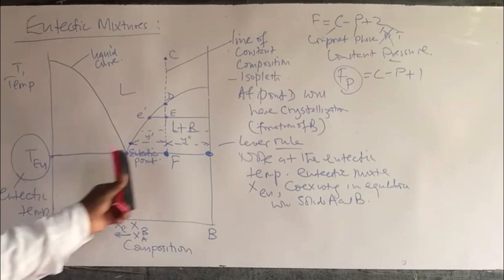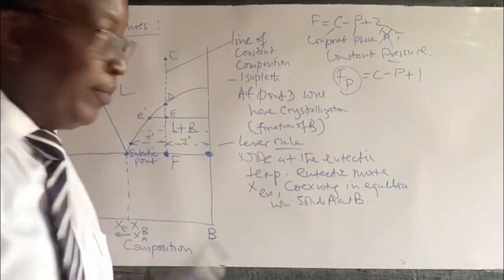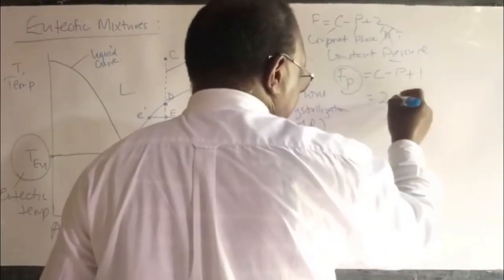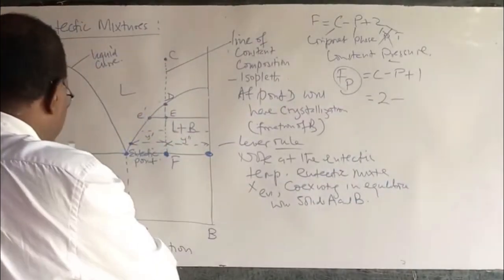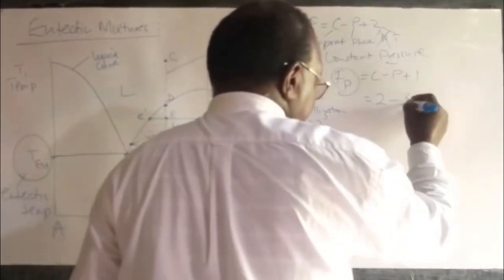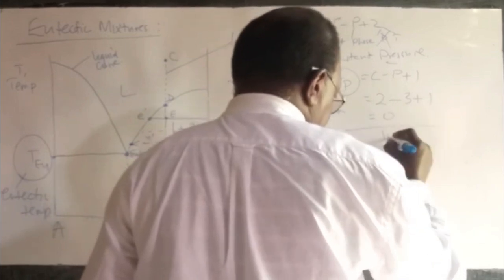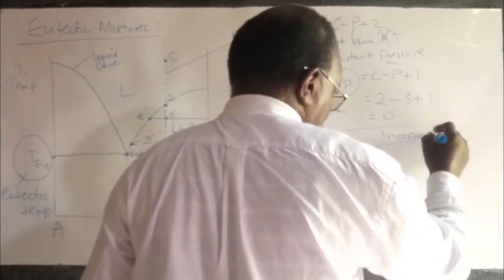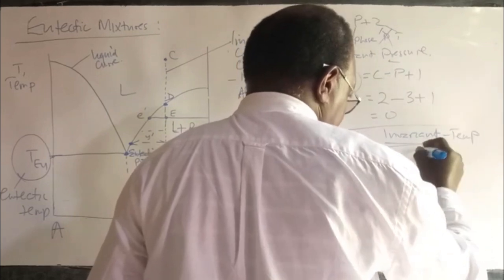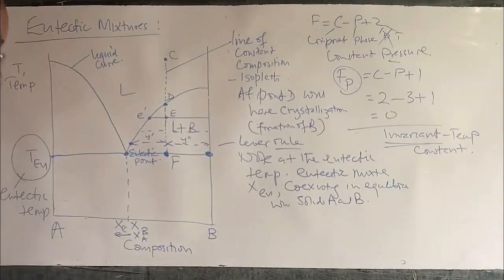So here we have three phases coexisting in equilibrium. The variance of this system, or the number of degrees of freedom which you have at this particular point, is: you have two components and the three phases A, B, and the eutectic mixture. That is 2 minus 3 plus 1, and so what we have here is 0. So the system is invariant at that point. Therefore, the temperature will be constant at that particular point for some time.